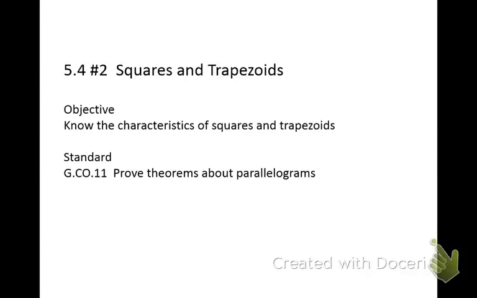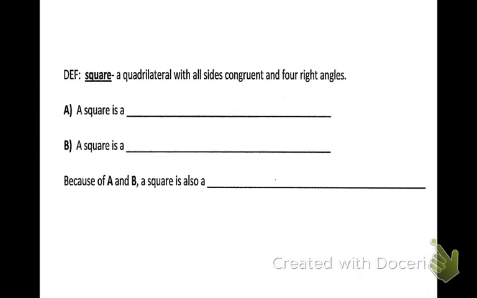So 5.4 today we're going to cover squares and trapezoids. We're going to know the characteristics of squares and trapezoids. A square is a quadrilateral with all sides congruent and 4 right angles.